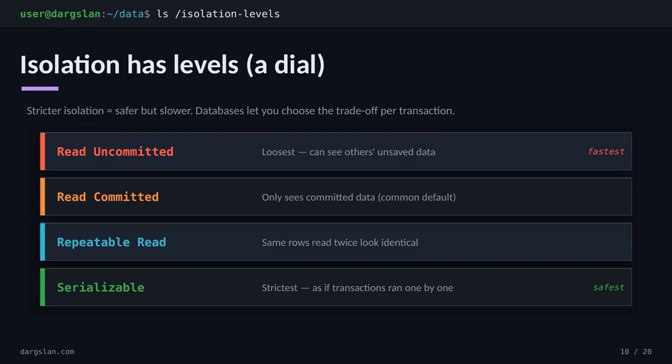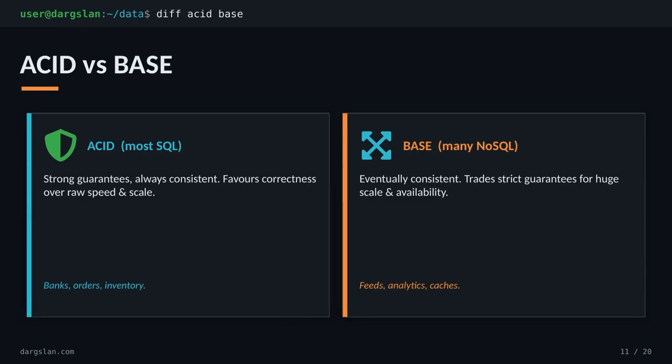You pick the trade-off. Stepping back for a moment, ACID isn't the only philosophy out there. On the other side, you've got BASE, the model behind many NoSQL systems. Where ACID prizes correctness and strong guarantees, perfect for banks, orders, or inventory, BASE goes for eventual consistency, trading that strictness for massive scale and availability. Think social feeds, analytics, caches. Different jobs, different tools.